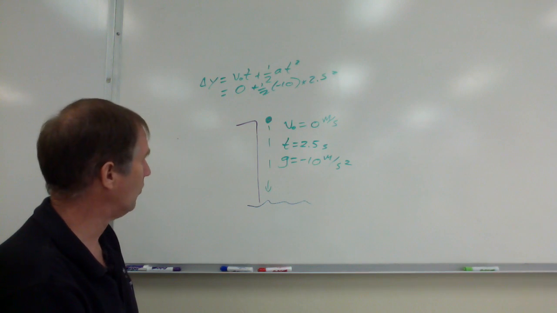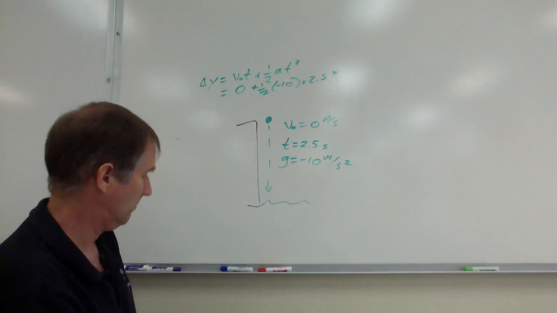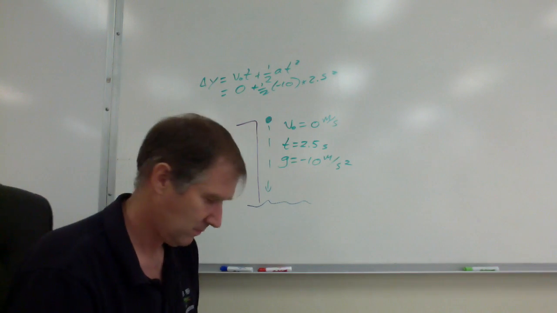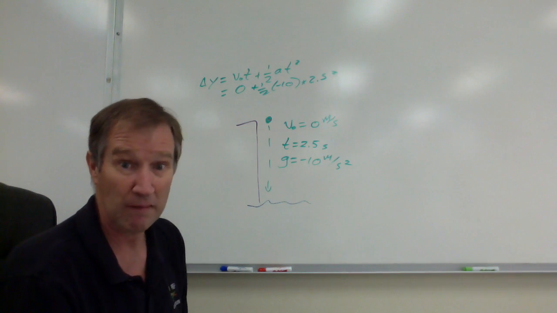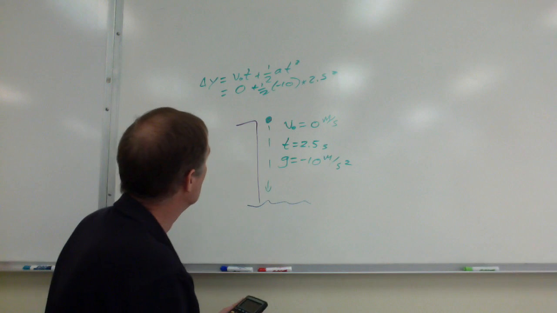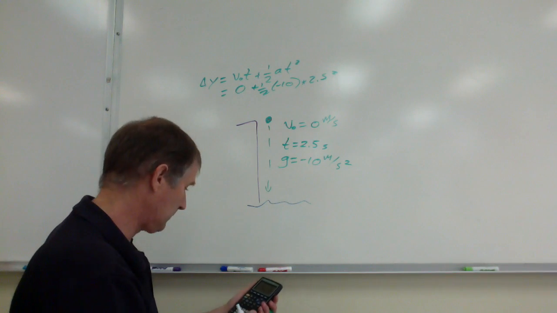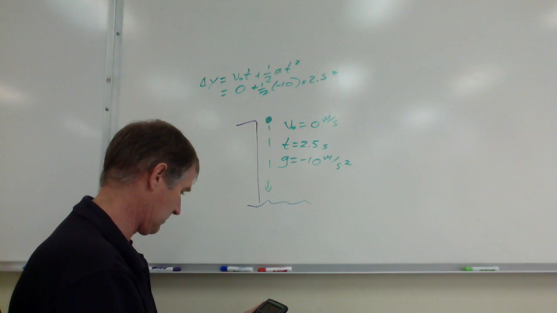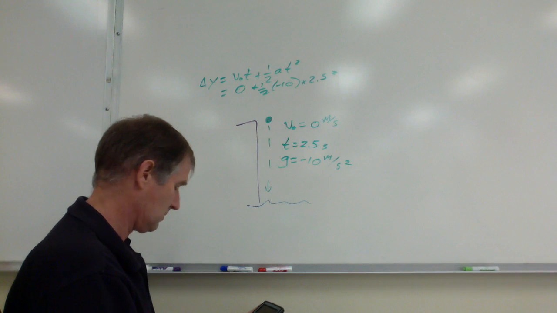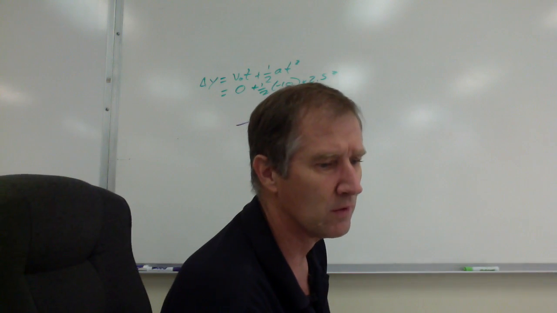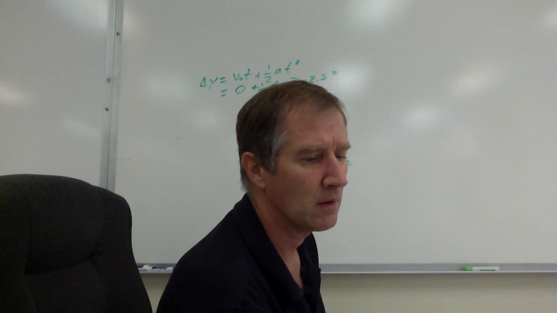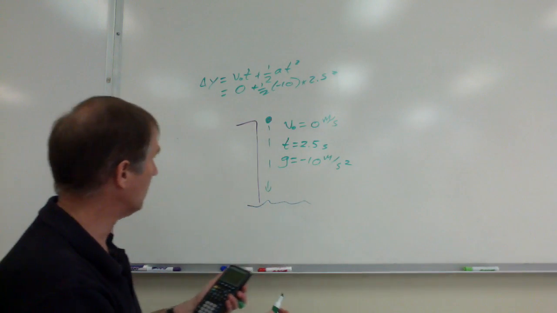Hold on, I think that's 11.25. Hold on. No, gosh, I'm totally wrong. Oh, that's because 2.5 squared is only 6.25. So 1/2 times negative 5. God, what's wrong with me? Did I get that answer right on the worksheet? Yeah, okay, sorry. Yeah, I got it right.